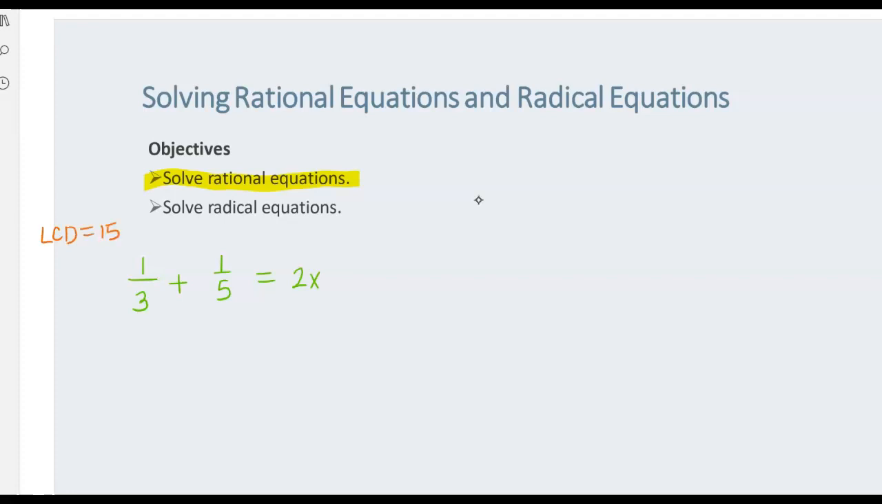And the way that we learned to make these two denominators the same was by multiplying both fractions by a form of 1. So maybe I would multiply the first fraction by 5 over 5, and the second fraction by 3 over 3, so that I could have the same denominator for both fractions. Once they were the same, I could combine them.